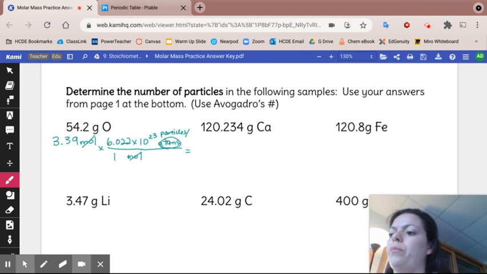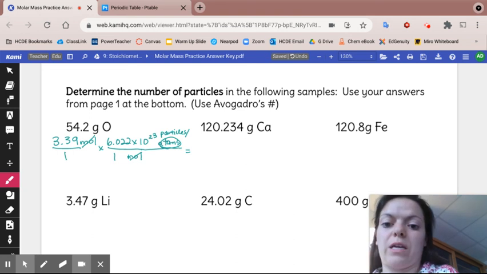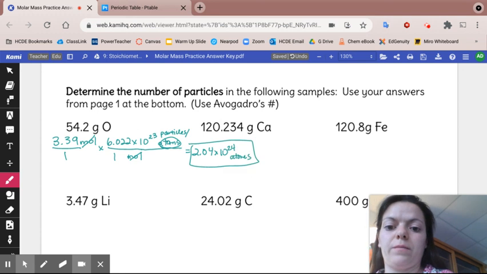And that is going to give me 2.04 and so on, times 10 to the 24th. Because I started out with only 3 significant figures here, my answer is going to be in 3 significant figures. Okay, so I have 2.04 times 10 to the 24th atoms. And that is my final answer.